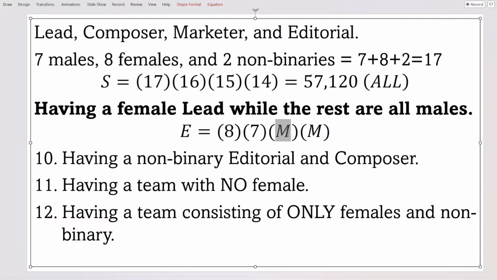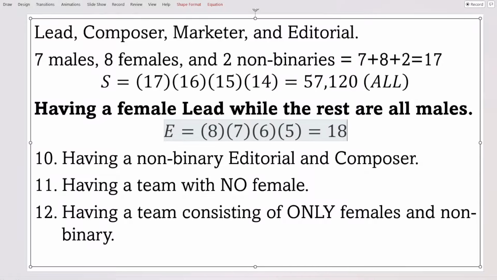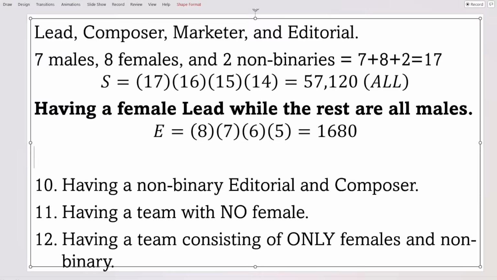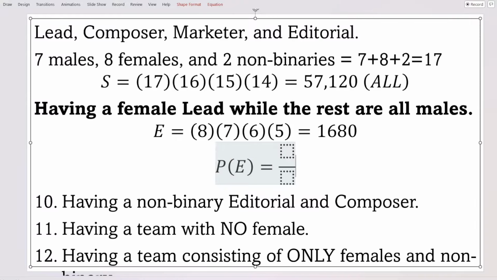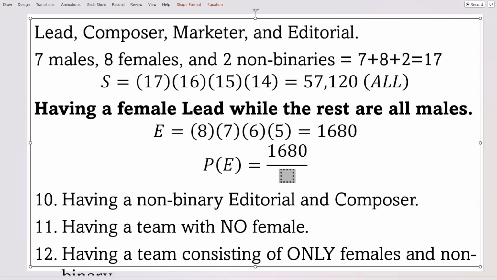Now, for this slot, how many males do we have? Do we still have 7? Of course not, because we used one male here. So this one, we only have 6. And then this one, we only have 5. So this one is 8 times 7 times 6 times 5, which is 1,680. And of course, to find the probability, we get the number of events that we have, 1,680, divided by all the possible events, 57,120.